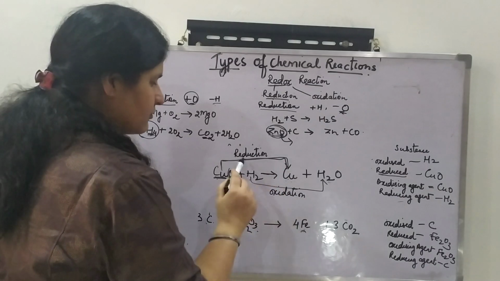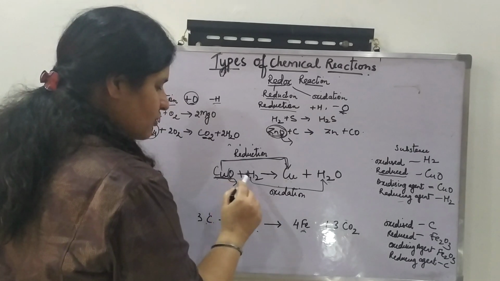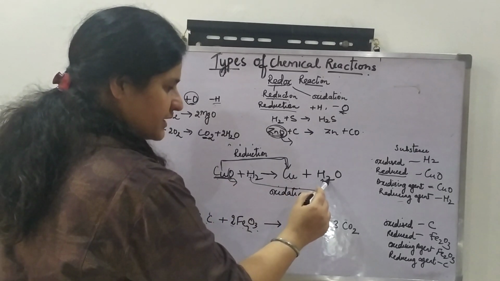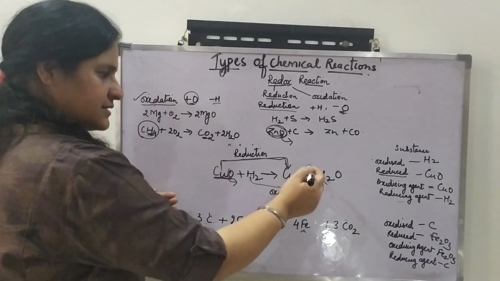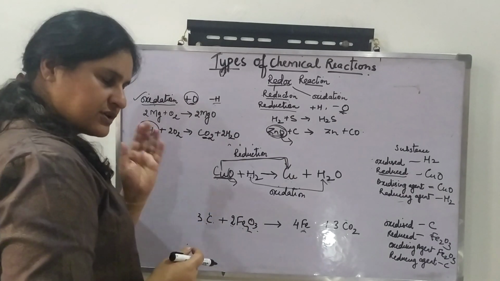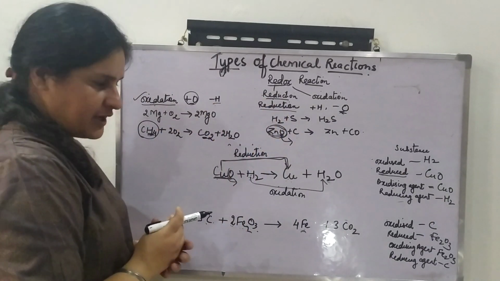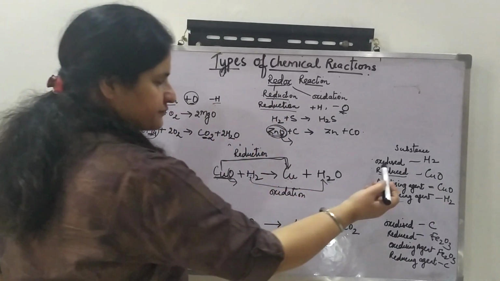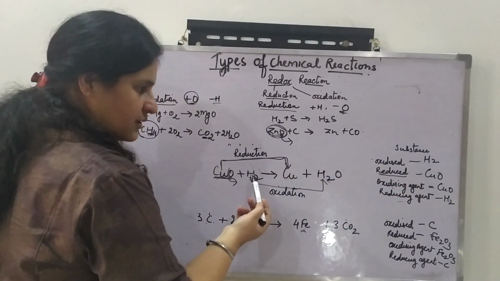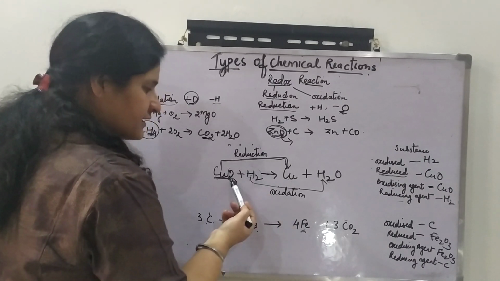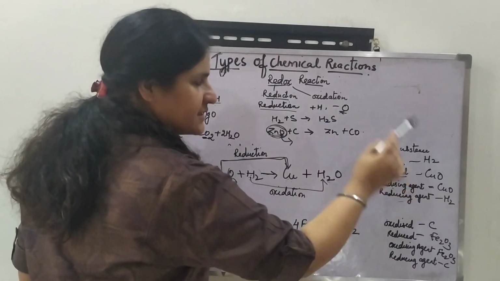So what is happening here? Reduction, right? And at the same time, this hydrogen is taking this oxygen and getting oxidized to a water molecule. So here what is happening? Oxidation. So in this reaction, both things are taking place, oxidation as well as reduction. Such a reaction is said to be a redox reaction. Now in this reaction, which substance is oxidized? Hydrogen, right? How is it oxidized? By taking this oxygen, it has been oxidized to a water molecule. So the substance that is oxidized is hydrogen.